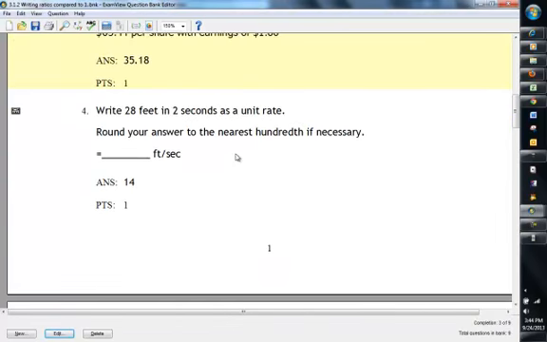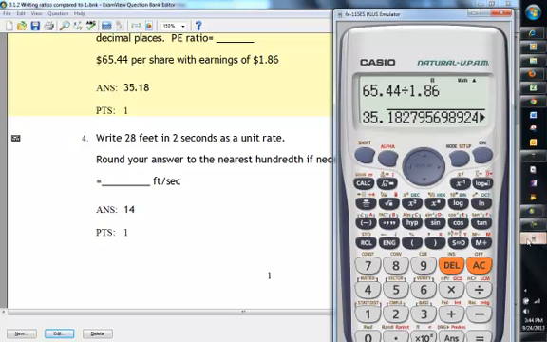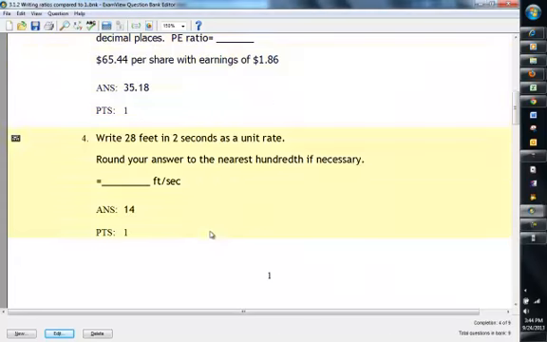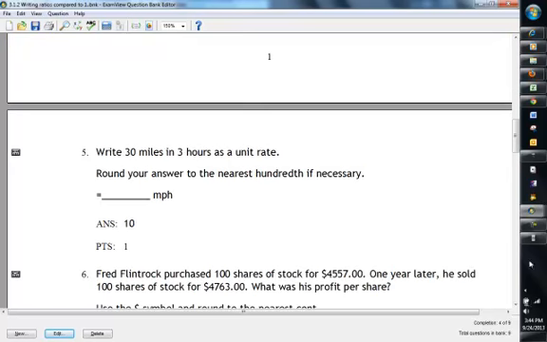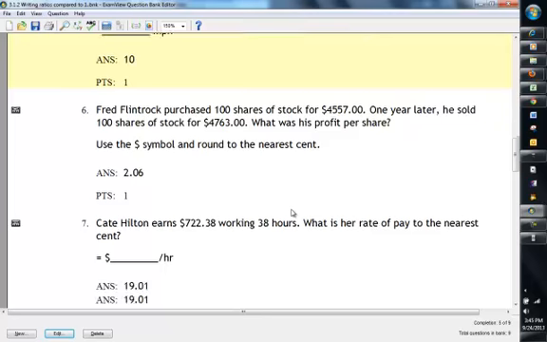Next one is a ratio compared to 1, and in this case, it's actually a rate. The reason why you know it's a rate is you've got 2 different units, and they can't be made the same because feet is a unit of distance and seconds is a unit of time. But we can take 28 divided by 2 and get 14 feet per second. Next one, 30 divided by 3 is 10 miles per hour.